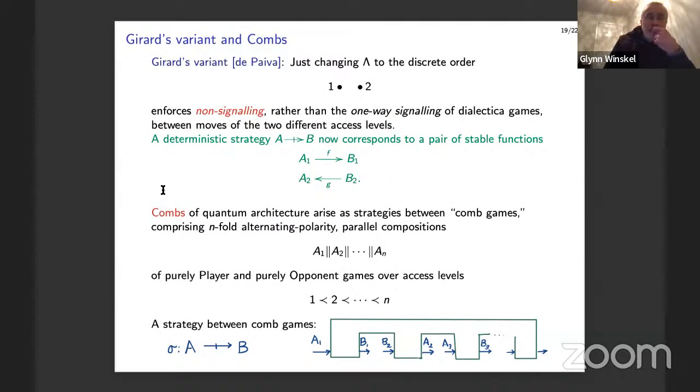While we're there, we can look at another generalization of Dialectica games, where we have games which comprise n-fold alternating polarity parallel compositions of this form, where we generalize the access order to be of this form too. And then if we look at strategies between such games, we recover combs that have been invented in quantum architecture as a higher order way of disciplining the quantum circuits and the string diagrams that are used to reason about them.